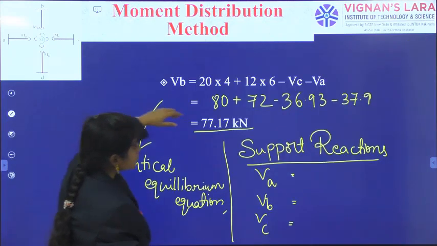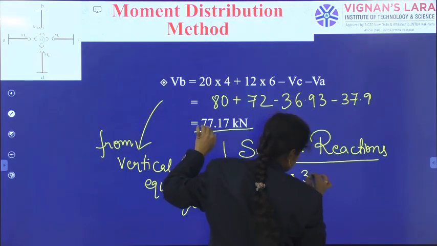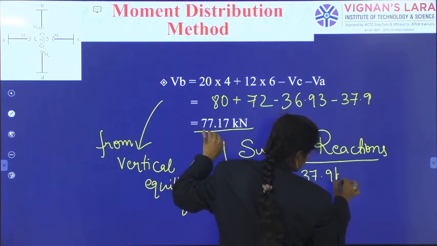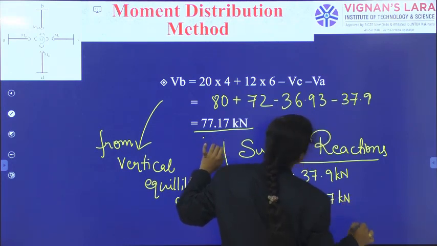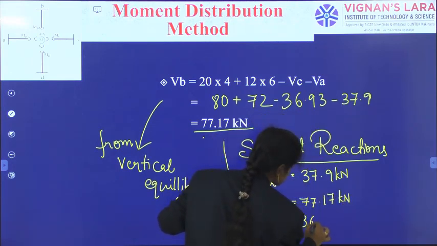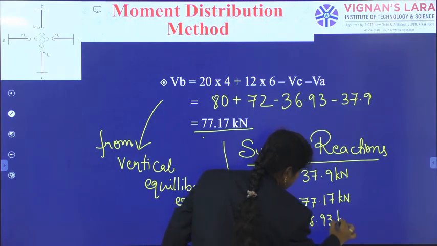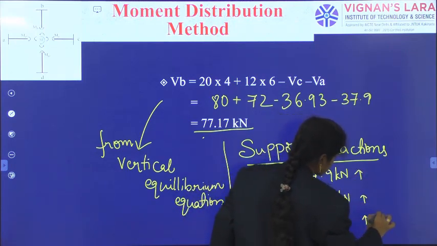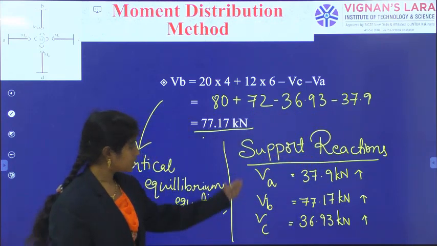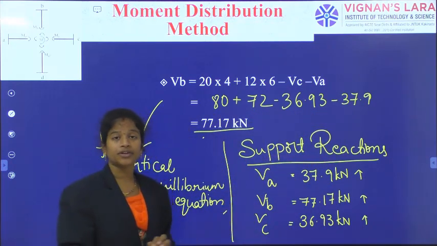Just now only we have given those answers, right? So VA is 37.9 kilonewtons, VB is 77.17 kilonewtons, VC is 36.93 kilonewtons. Everything is in the upside direction only, nothing we have got negative. Okay, so these answers are the support reactions.